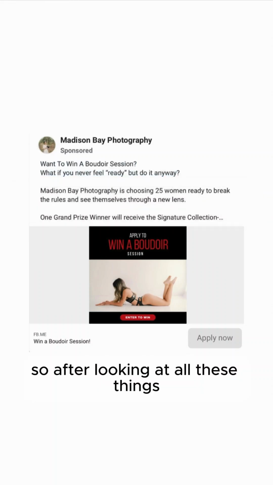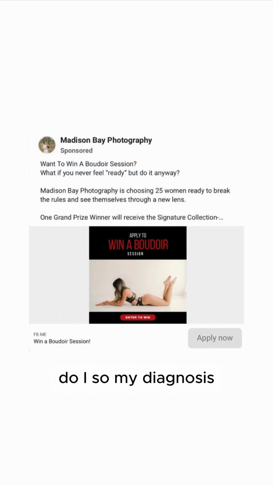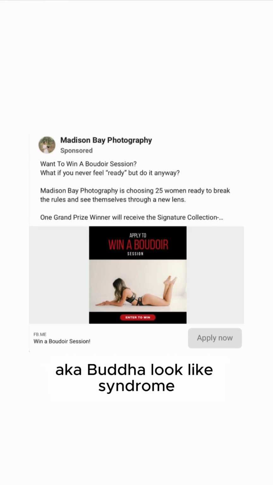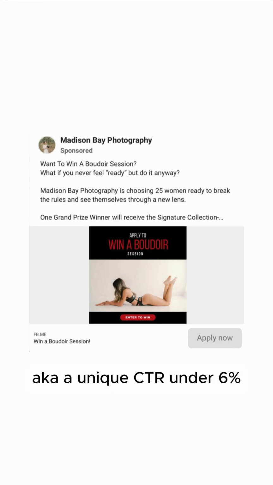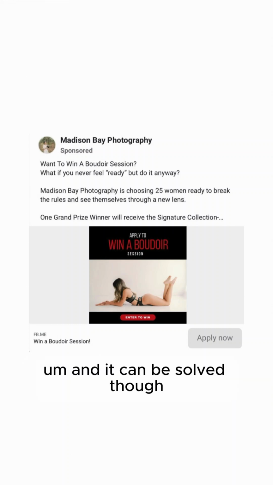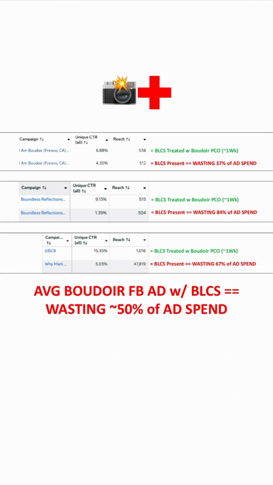So after looking at all these things, my diagnosis: do I believe this Boudoir Facebook ad has BLCS, aka Boudoir low click syndrome, aka a unique CTRL under 6%? Yes, I do. So I believe the unique CTRL of this one is under 6%. And it can be solved though.